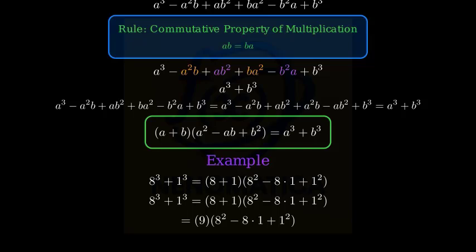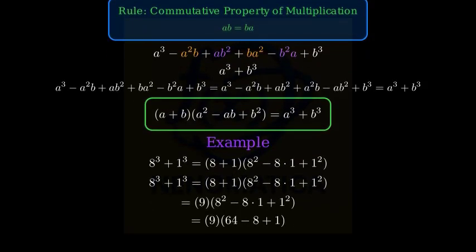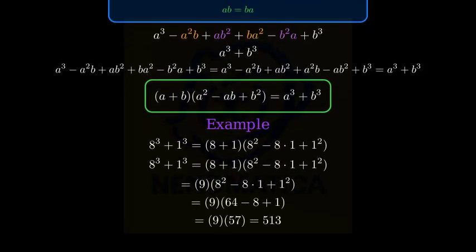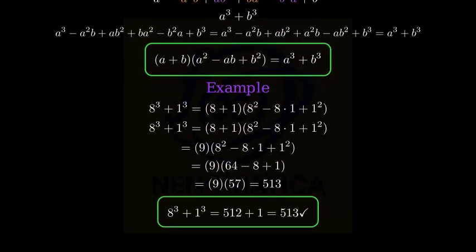8 squared is 64, 8 times 1 is 8, and 1 squared is 1. So we have 64 minus 8 plus 1, which equals 57. Finally, 9 times 57 equals 513. We can verify this. 8 cubed is 512, plus 1 cubed, which is 1, gives us 513.